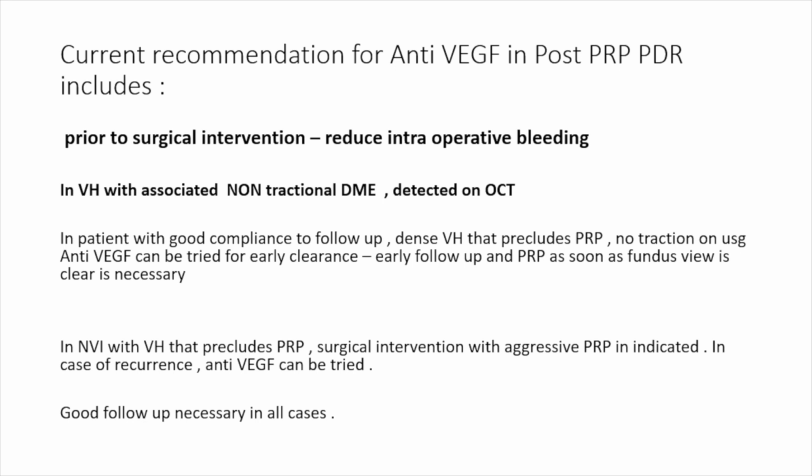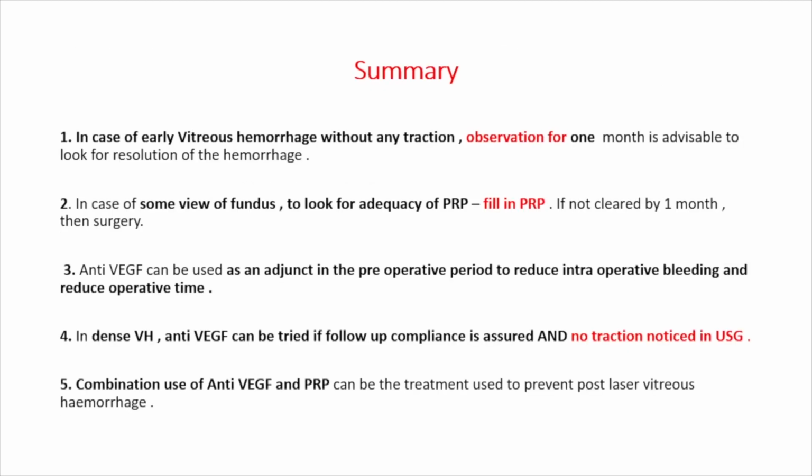In a dense vitreous hemorrhage that precludes PRP, where no traction is seen on ultrasound, anti-VEGF can be tried. However, the patient has to be on a close follow-up, like around 1 to 2 weeks, and PRP should be done as soon as the fundus view becomes clear. In an NVG case with NVI, anti-VEGF use has also been seen, but aggressive PRP is the treatment of choice in this case. With anti-VEGF use, a good follow-up is necessary in all cases.